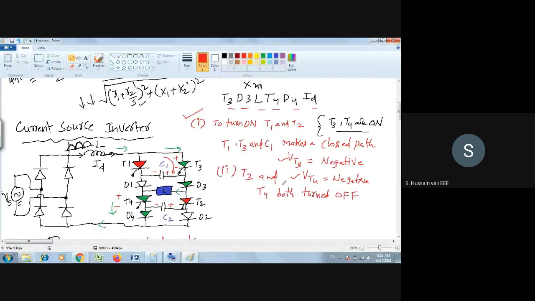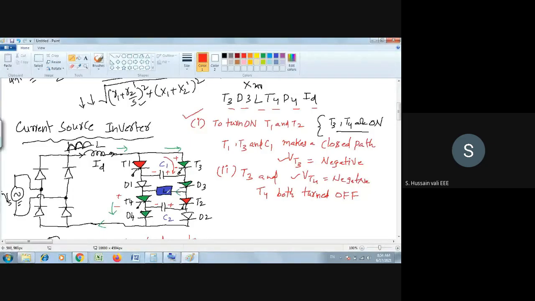So how are you turning off the thyristors? Simple thing. How are you commutating the thyristors? You commutate the thyristors when you turn on their complementary switches. For T3, T1 is the complementary switch. For T2, T4 is the complementary switch. So when I turn on T1, based upon this circuit arrangement, T3 will be turned off. Similarly, when I turn on T2, T4 will be turned off.